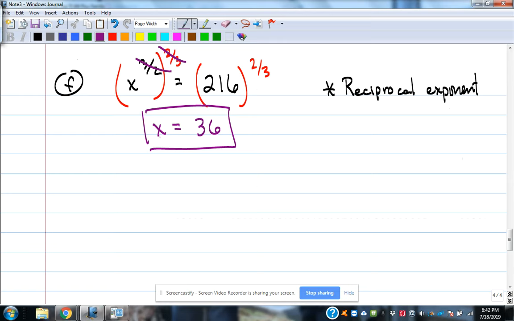Let's take one that's maybe a little bit more to it, but not much. Example G. Let's put x plus 7 inside of the parentheses, and then raise that to the 2/5 power. And let's put it equal to 4.